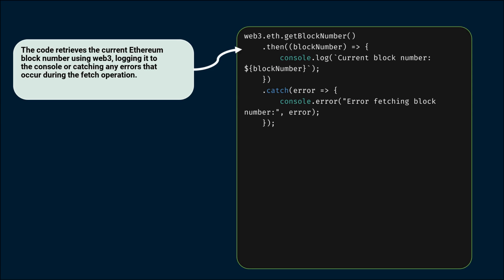By implementing this code, you're taking an important step towards ensuring that your application always has the most up-to-date information regarding the state of the blockchain, thereby enhancing its reliability and performance.